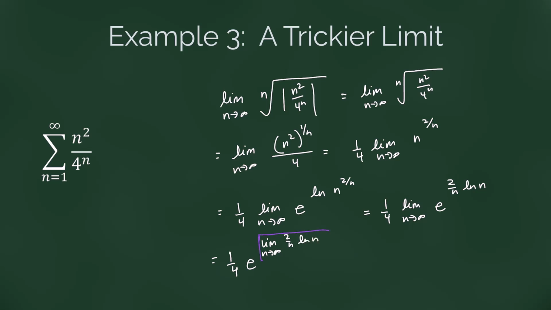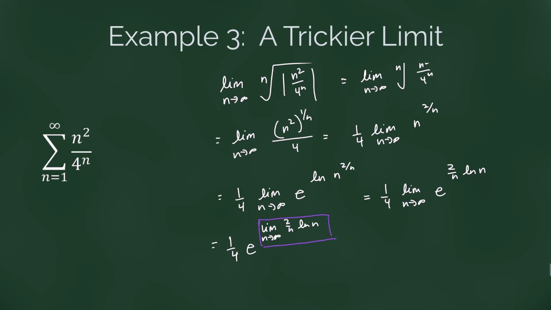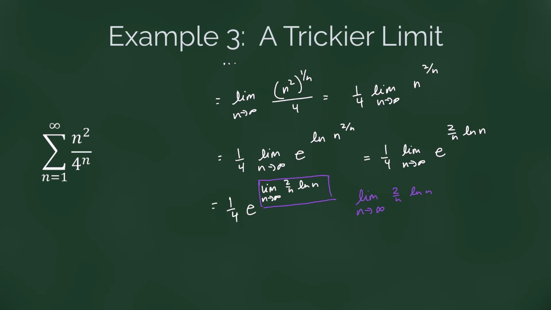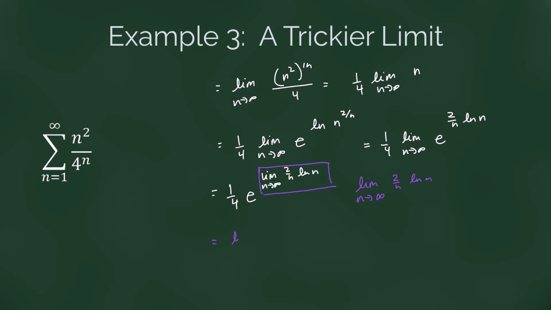Now we're going to look at this limit on its own. Everything I'm doing now is to solve that limit in that purple box. So we have the limit as n goes to infinity of 2 over n times ln n, which is of course going to be 0 times infinity. So we're going to rewrite it as the limit as n approaches infinity of the natural log of n over 1 over 2 over n, which we can just flip over and get n over 2.